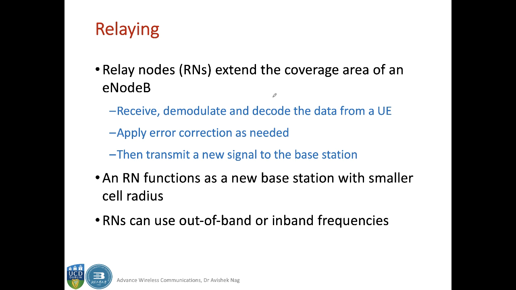Okay. Then the next concept is relaying. So the relaying nodes are present, and they form extended coverage for an eNode B. These relaying nodes receive, demodulate and decode the data from a UE, and then apply error correction as needed, and then retransmit the signal to the base station. So basically these relay nodes function as a new base station with a smaller cell radius. Okay, so the relay nodes can use out of band or in band frequencies.